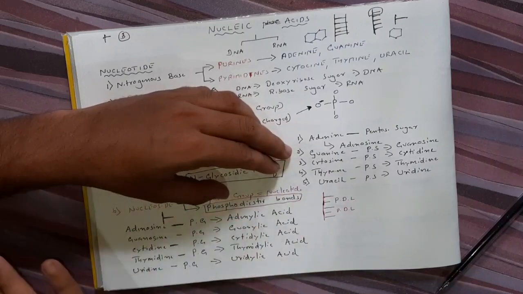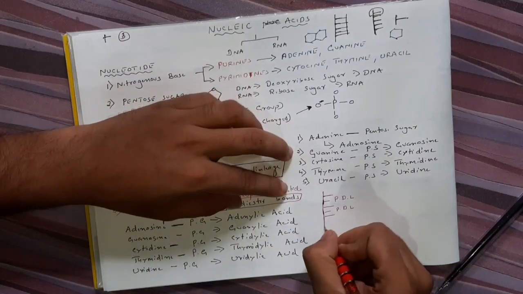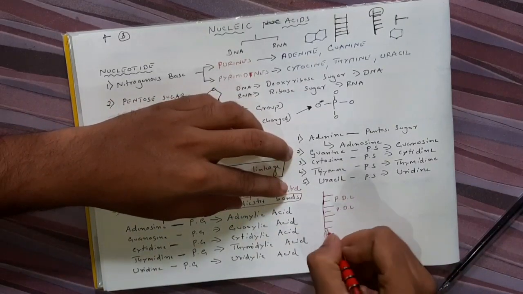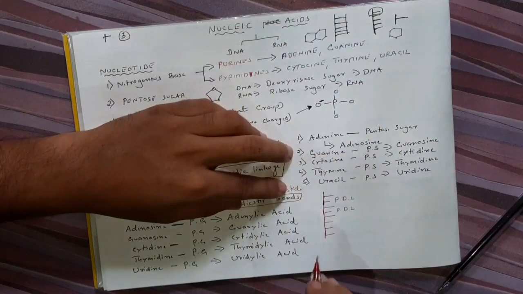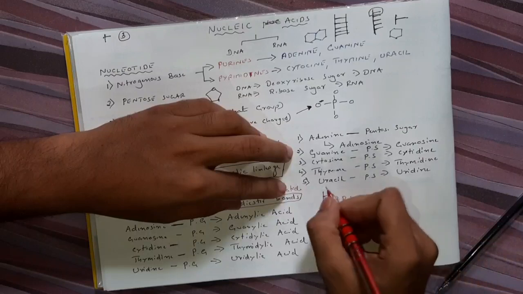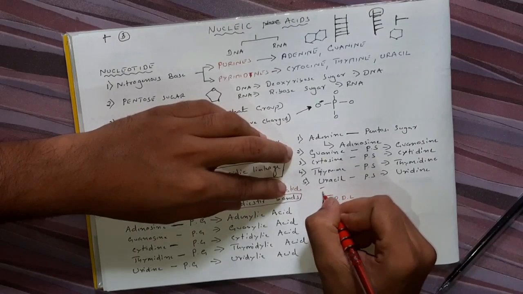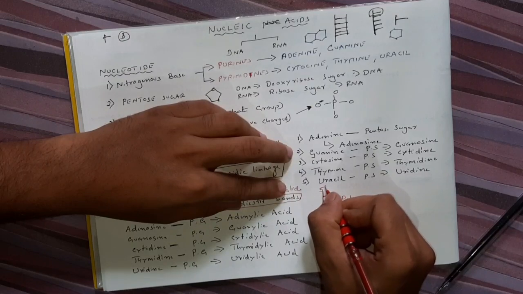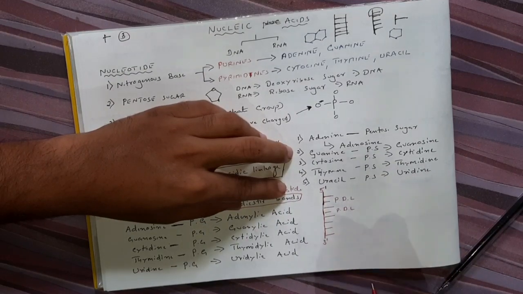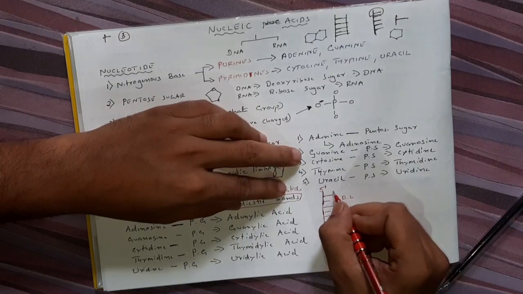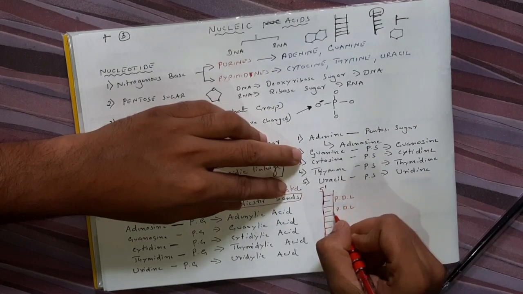Done. Okay, so this is very simple now, and many nucleotides ultimately make a long chain, which makes a single strand of the nucleic acid. It could be DNA or RNA. So we name this side, one end of the strand, as 5 prime. Okay, this is the other end of the strand, we call it 3 prime.